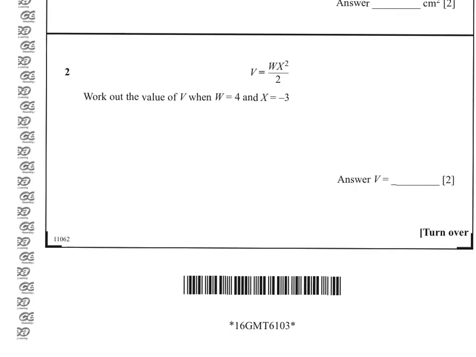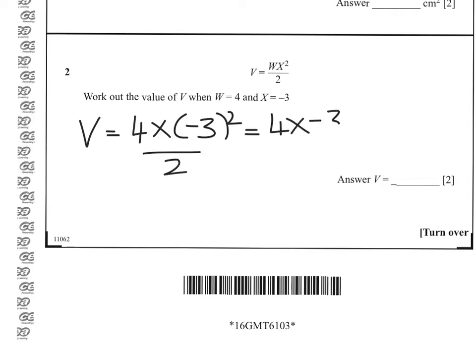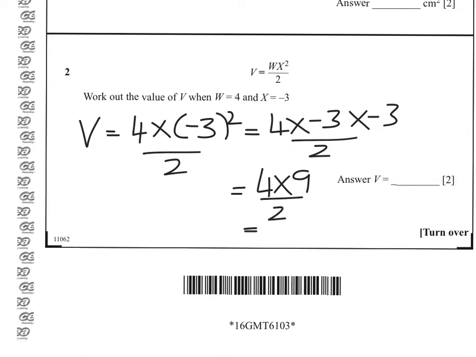Substitution, work out the value of v when w is 4, x is minus 3. So that is 4 times minus 3 times minus 3 all over 2. So that's 4 times 9 divided by 2. 36 divided by 2, which is 18.